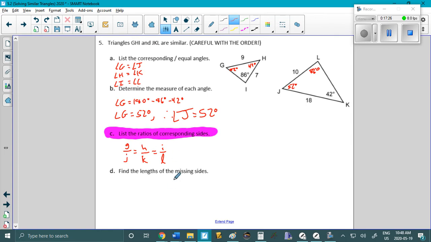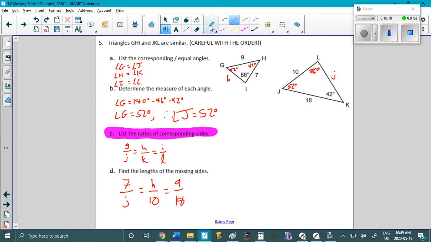Now, to find the lengths of the missing sides, this is what today's lesson is all about. We're going to plug in each value, G, J, H, K, I, and L. So side G, what's side G? Remember we label across, so side G is 7. So 7 over side J, it's just J for now, we don't know it. Side H, we don't know that one either. Side K, that's 10. Side I is 9. And side L, across from L, is 18.